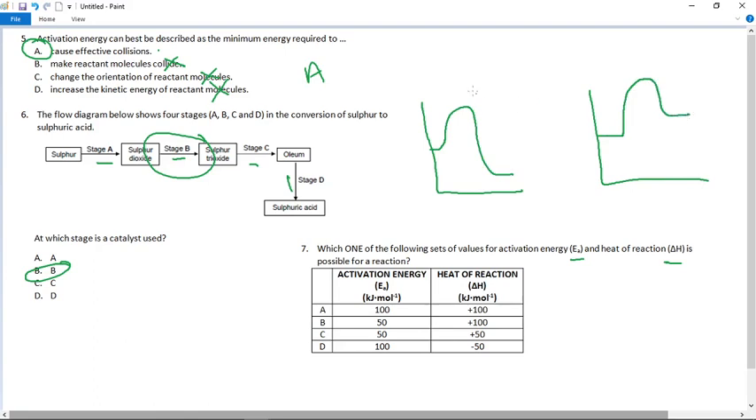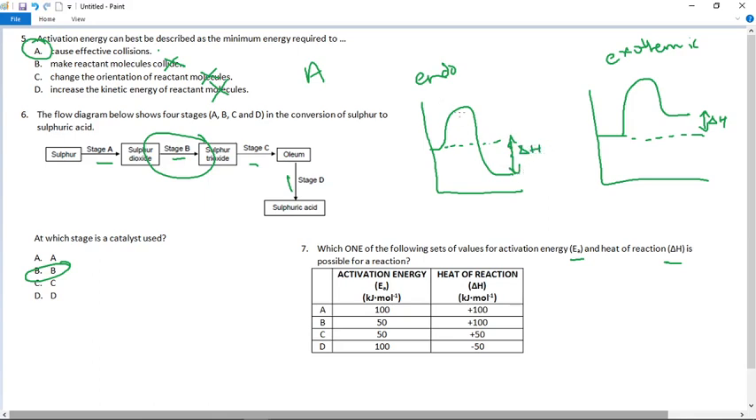Okay, so I've got my endothermic reaction and I've got my exothermic reaction here. Which one of the following sets of values for activation energy and heat of reaction is possible for a reaction? So if we have a look here at these two, this is where my delta H belongs, which is my heat of reaction. It comes between the reactants and the products. This is where delta H goes. Okay, that's a terrible H, sorry about that.